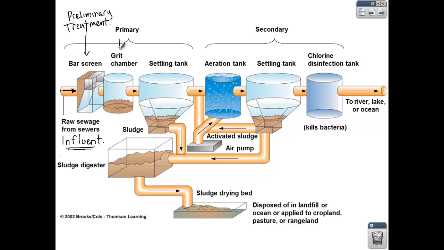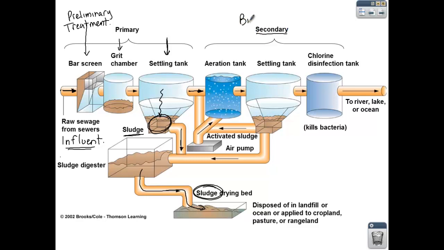And then primary treatment, you see here, consists of a grit chamber, a settling tank, and our solids, which we're going to call sludge. The stuff that we want to get out of there is going to be filtered out, go through a digester, and then down through the drying bed, basically just collecting this sludge. So in primary treatment, we're going to let that sludge settle out of the influent, and then the water that continues along the line is going to go into secondary treatment.